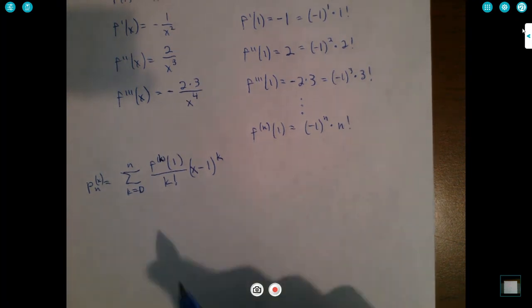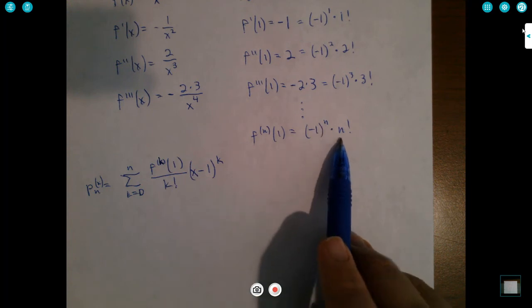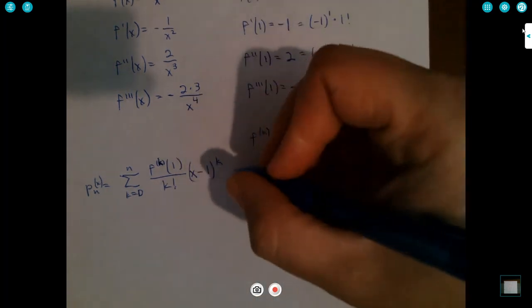Okay, but I can plug some stuff in because I know that the kth derivative is just going to be negative 1 to the k times k factorial.